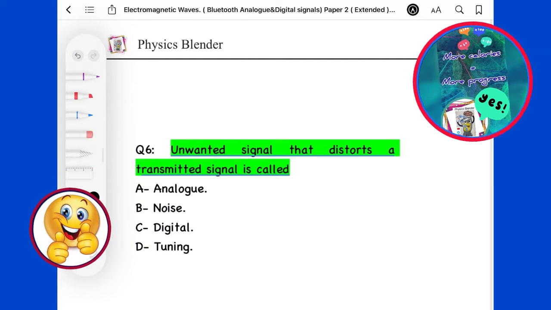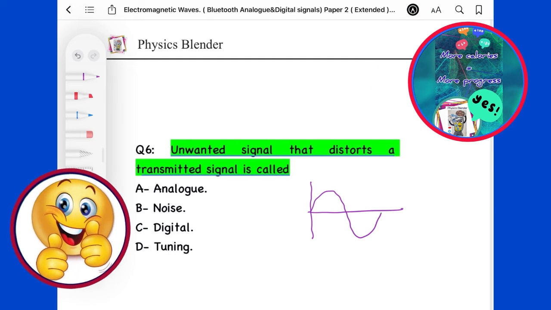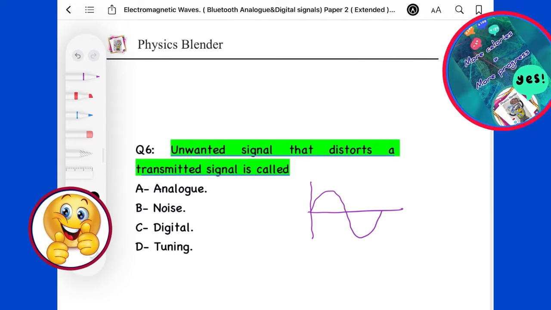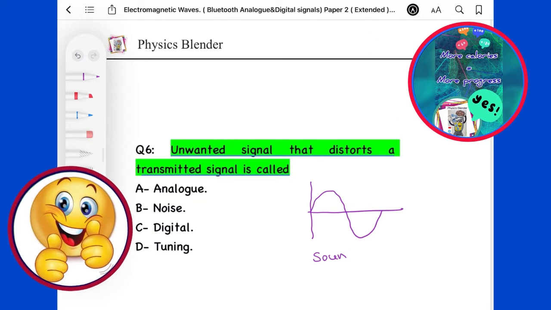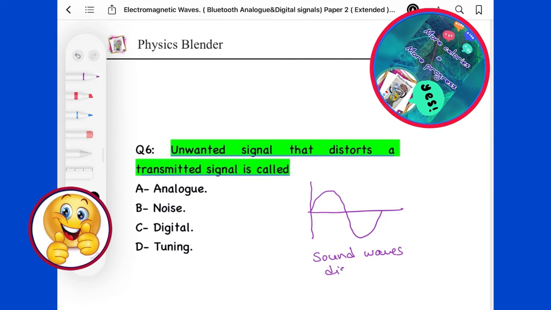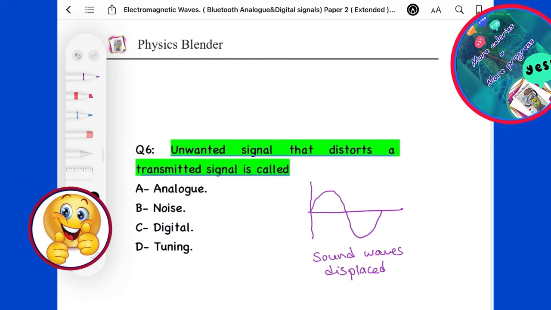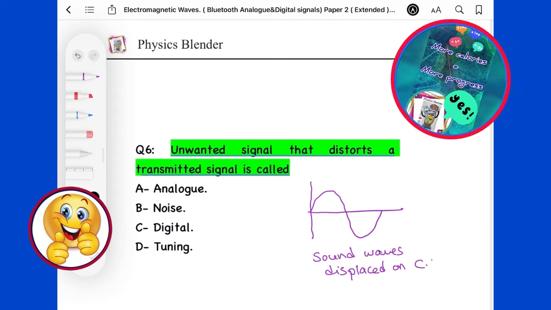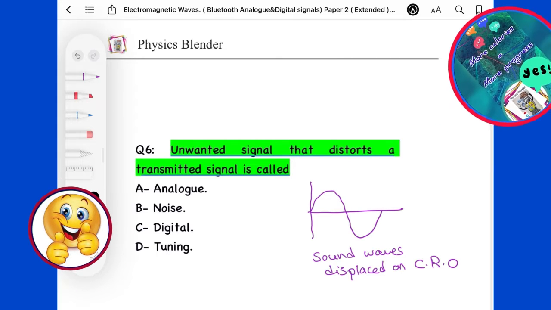Okay, so when we have this on CRO, sound waves are displayed on the screen, on the monitor of CRO, the cathode ray oscilloscope. This is an analog signal.